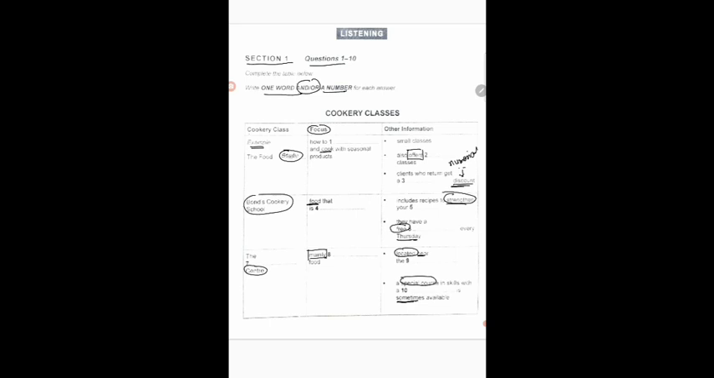Right, everyone? So now by using such a way, let us start to solve this first section. Okay? Now we shall begin.